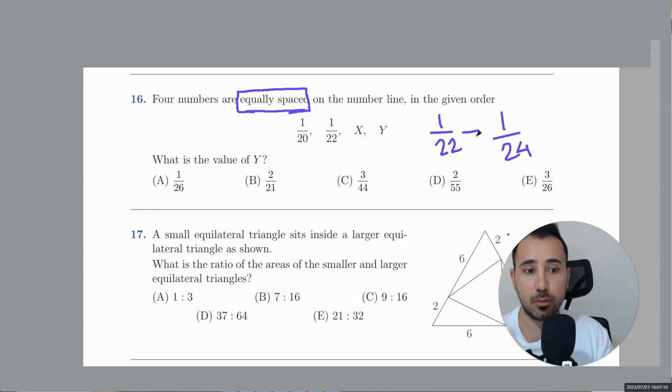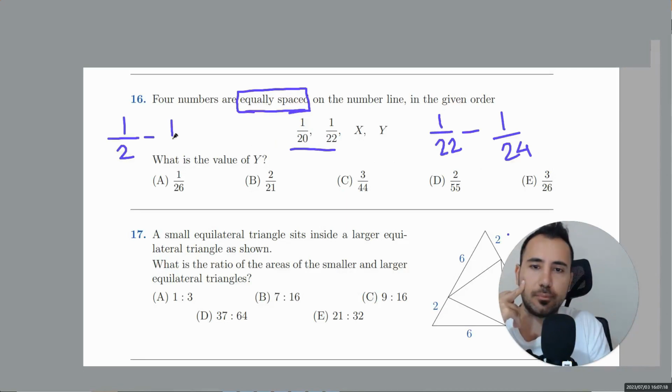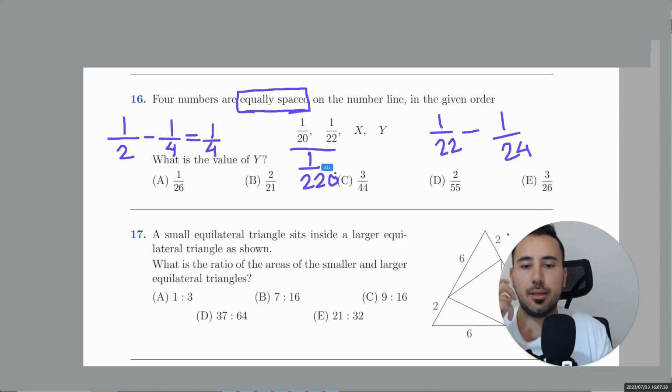If you have doubts, if you want to prove it to yourself, all you have to do is go with 2 easy numbers. So 1 over 2 minus 1 over 4 is what? It's only going to be 1 over 4. But here, 1 over 21 is 1 over 22. We said that in question 4. It was 1 over 220. Okay, so this is not very difficult.